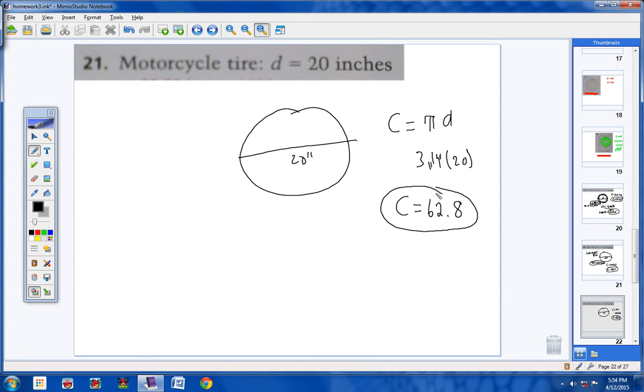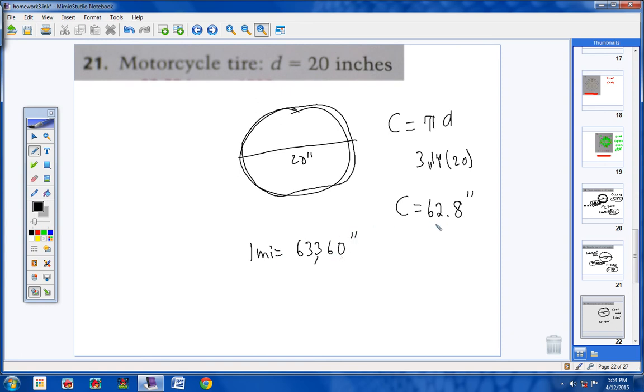What is the distance on the ground this tire travels when it turns one revolution? Like I told you at the very beginning of the video, the circumference of a circle is the same thing as one revolution on the ground. So when this tire has traveled one revolution, it will have traveled 62.8 inches. Now, like I've taught you, 1 mile equals 63,360, and that's how many inches are in a mile.